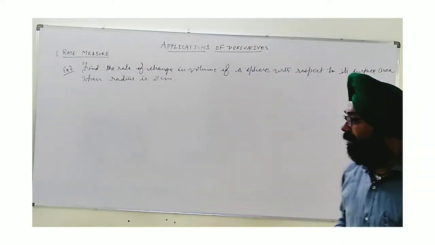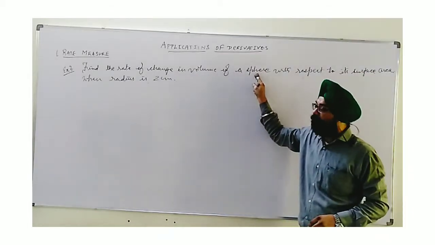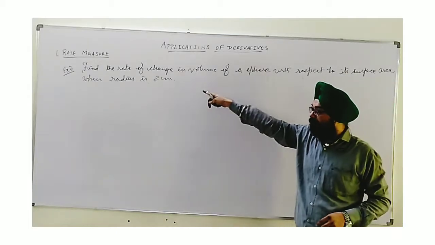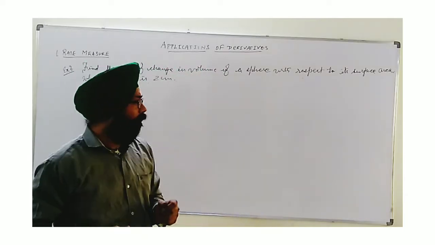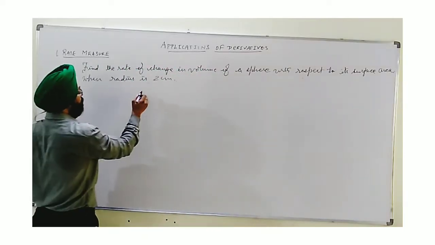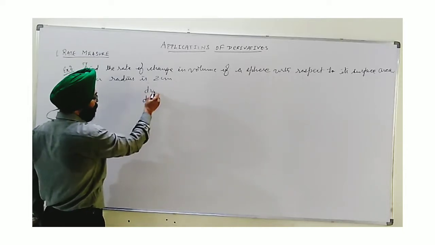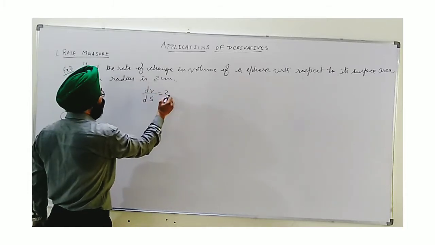Now, for the second example, you can see, find the rate of change in volume of a sphere with respect to its surface area when radius is 2 cm. Here I have changed the condition a bit. What? We need to find a change in volume dV with respect to the surface area dS, where V stands for volume, S stands for surface area. dV by dS is the required thing.